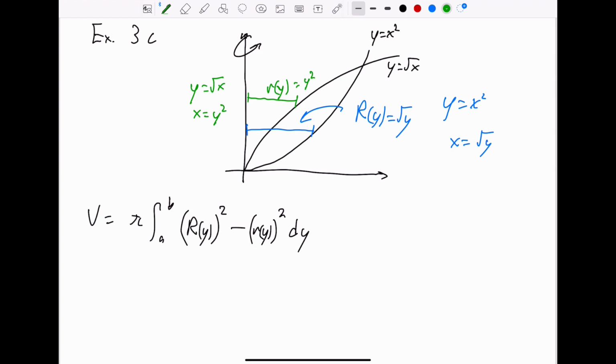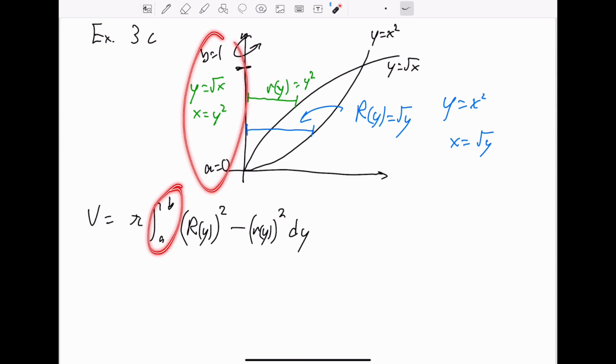So I have my outer radius, square root of y, my inner radius, y squared. How do I obtain the limits of integration? That's the last part here. Well, the limits of integration will be y values. I start integrating at y equals 0, and I continue till I get to the upper edge of the figure. This will be when x equals 1 and also when y equals 1. So my y limits of integration are from a equals 0 to b equals 1. These limits, once again, are on the y-axis, not along the x-axis.